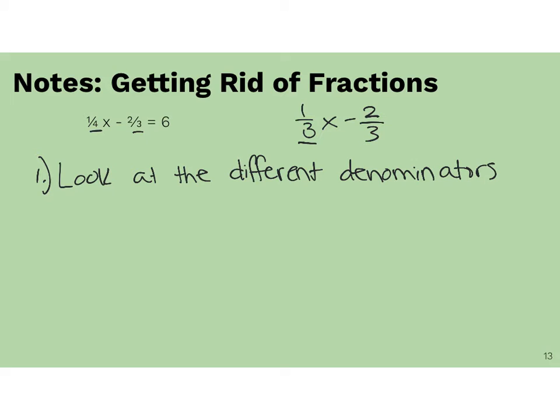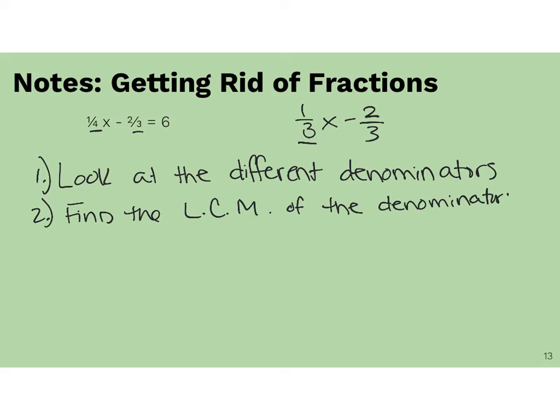So look at the different denominators, and you're going to find the least common multiple of the denominators. Then you're going to multiply each term by the LCM.